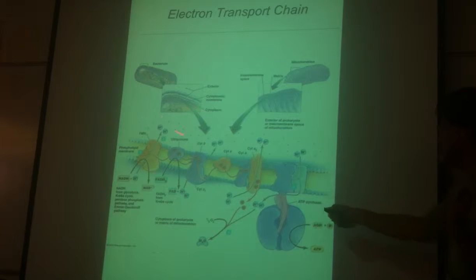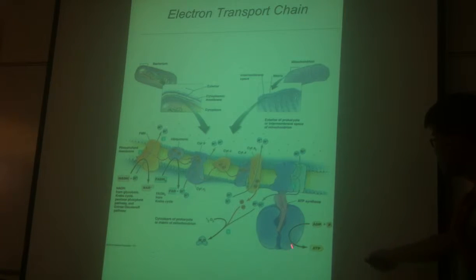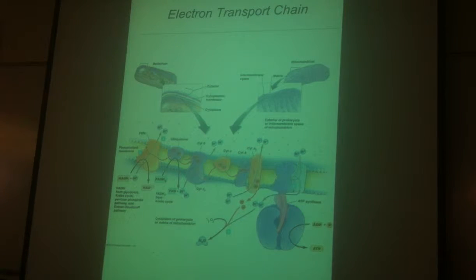We get this gradient. There's ATP synthase. It allows the hydrogen ions to flow back across to release that energy, and that's where we get ATP. And where do the electrons end up at the end? Yes, oxygen right here, to make water as the end product. So oxygen is the final electron carrier. That's why you need oxygen. Any questions about this?